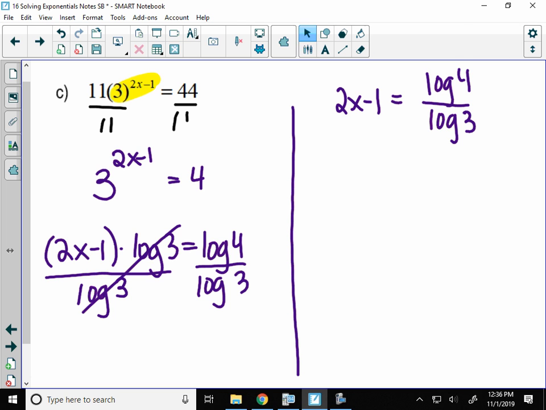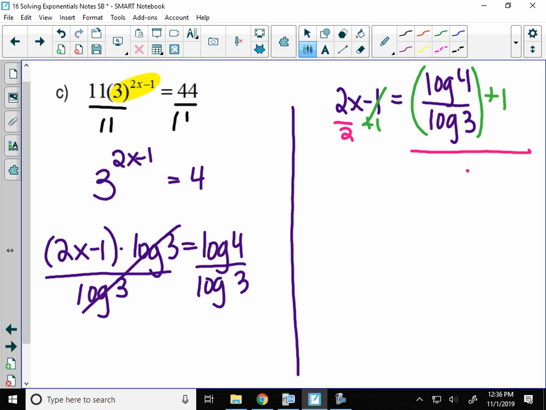What do I have to do next to this? I'm not reaching for my calculator yet. What do I have to do? Plus 1. So I add the 1 here. And then I'm going to do it all in one step. Now what do I have to do? Then divide by 2. So I would divide all of that by 2.